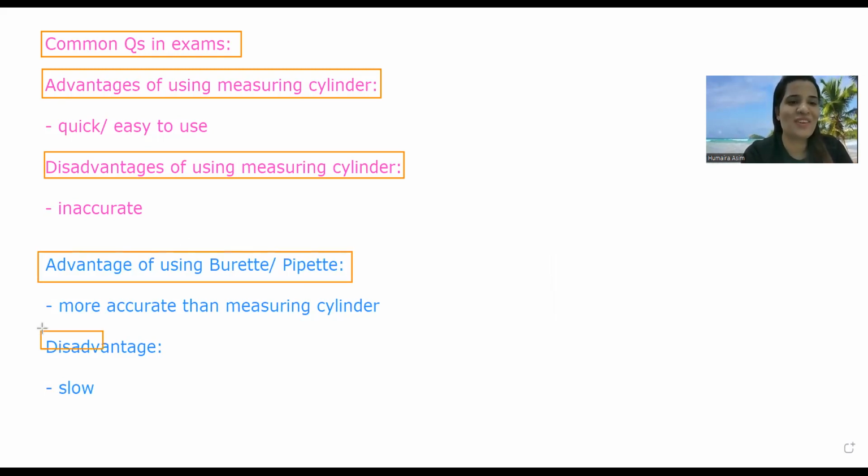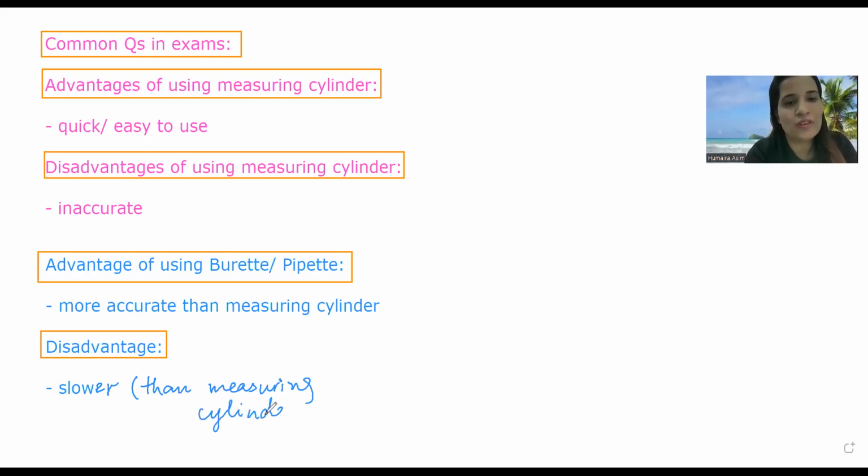Because we are giving the comparison, right? So it will be better if we are writing slower. Slower than what? Basically, we are talking about slower than measuring cylinder. It is always good to give all the details.